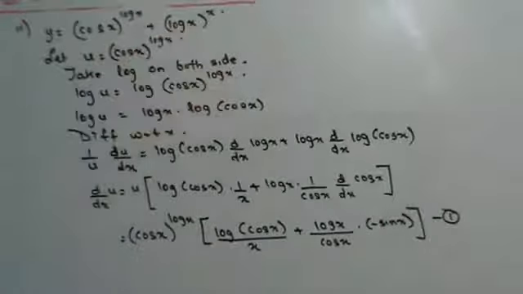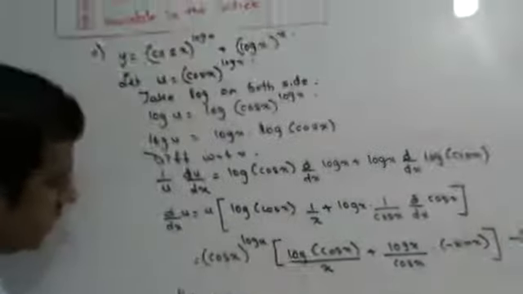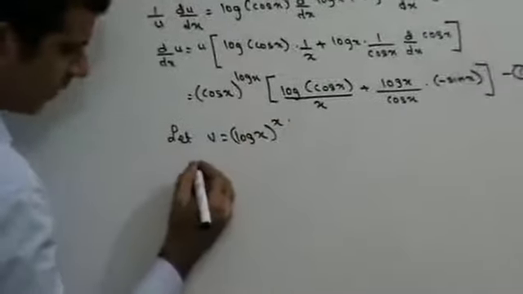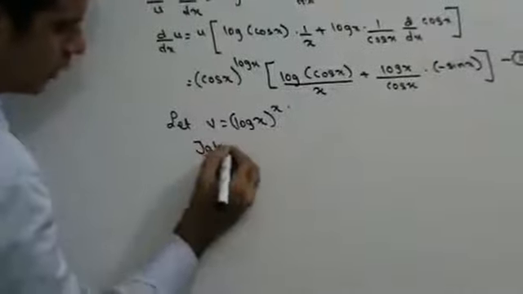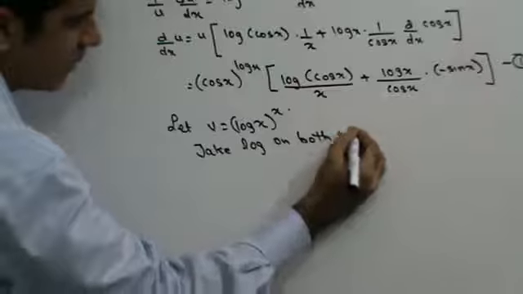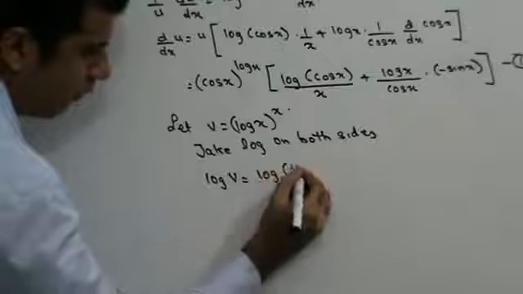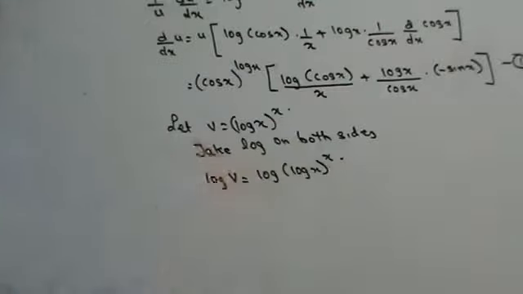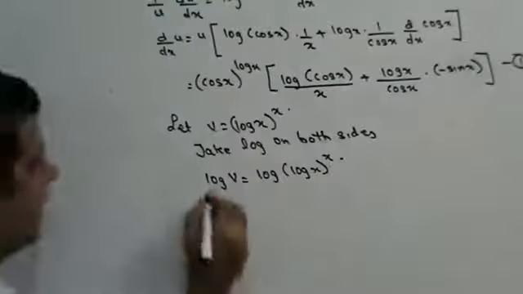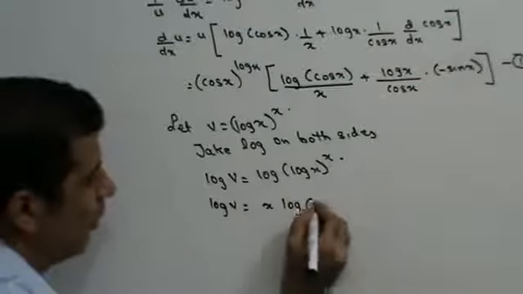Same way, the other term to be equation 2, that is, let it be equal to v. v is log x raised to x. Since there is a variable in the indice, you will take log on both sides. So you will get log v is log of x raised to x. Whatever is the number in the indice comes before the log. So in that case you will get log v is x log of x.